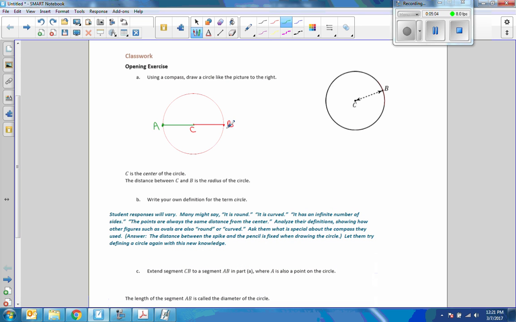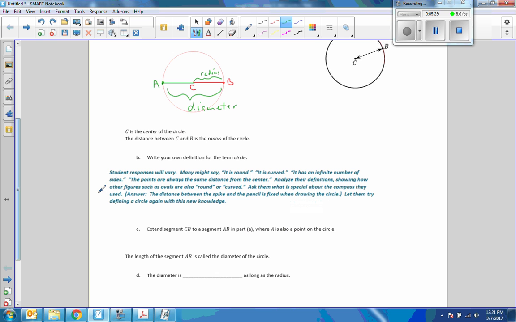So I extended segment BC over to the other side of the circle, put a dot there and called it A. The length of segment AB, the whole thing, is called the diameter. So this is the radius, and the whole thing is the diameter. The length of the segment AB is called the diameter of the circle.